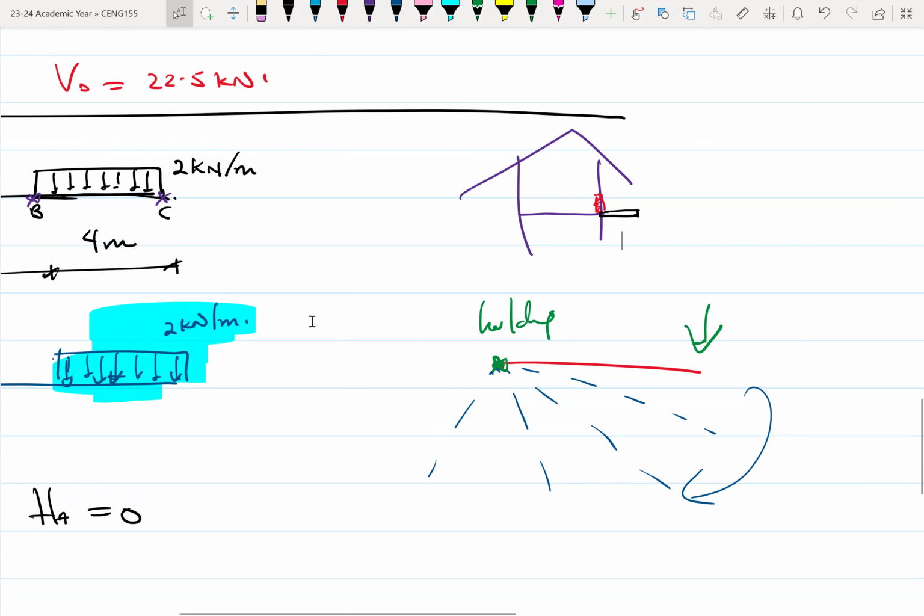So the way we join that together pretty much ends up forming what we call, sorry, my voice, what we call a cantilever. All right.